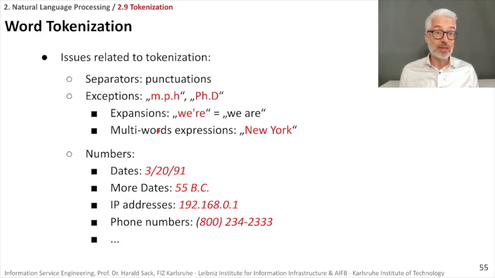Issues in tokenization are usually the separators if you look at the punctuation. So there are exceptions where punctuation marks are not separators, like for example in acronyms like MPH or PhD, or with apostrophes. If we are abbreviating we are to we're, and we want to separate these two things, we do not want to have we and re. We really want to have the two words we are.